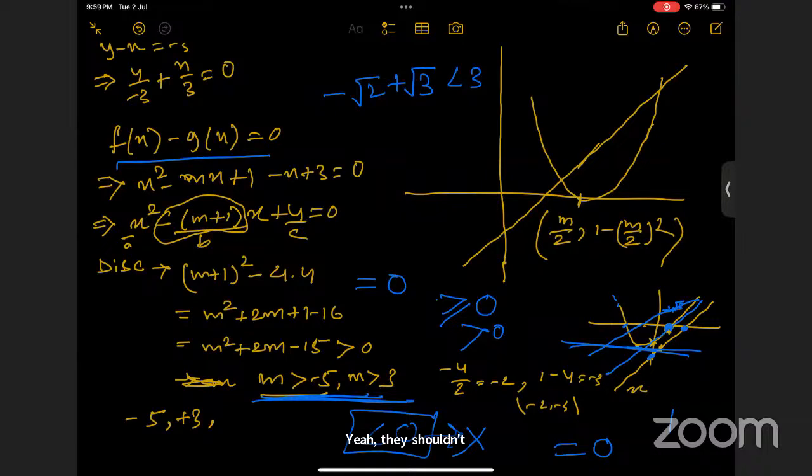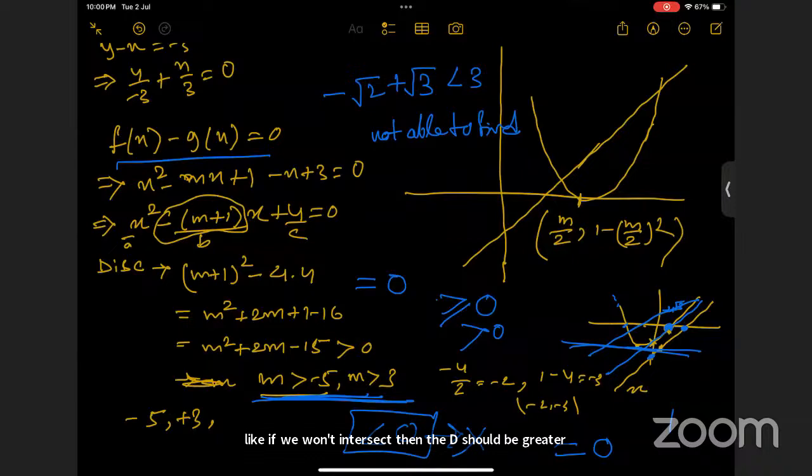So we have to make D less than 0 so that it won't intersect or it won't collapse. And in the option, it says if we won't intersect, then the D should be greater than 0. But that's opposite, right? So that's why the option is wrong.